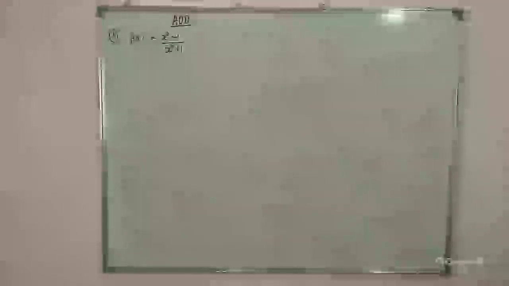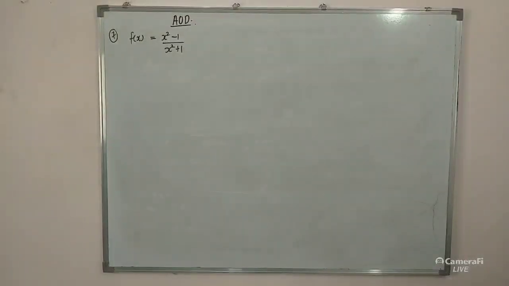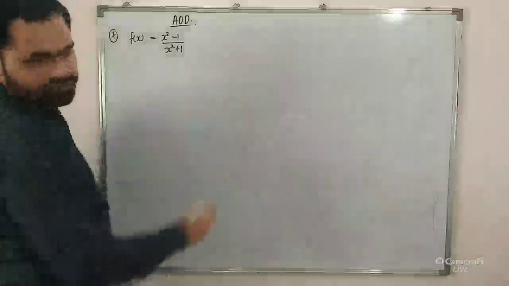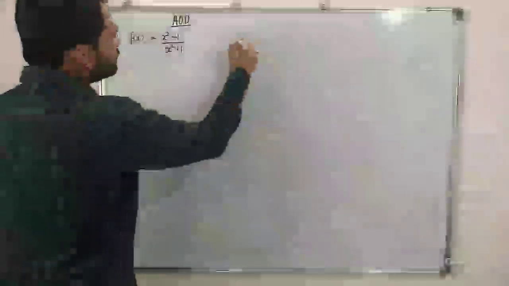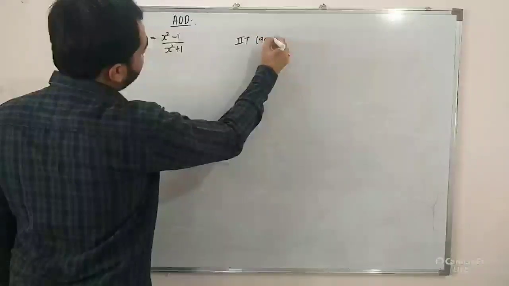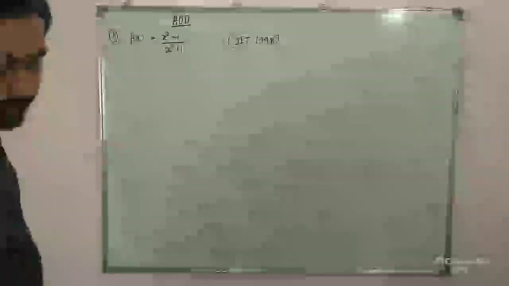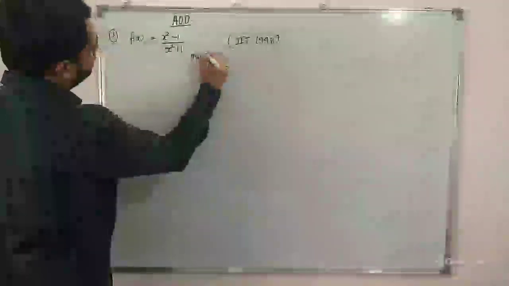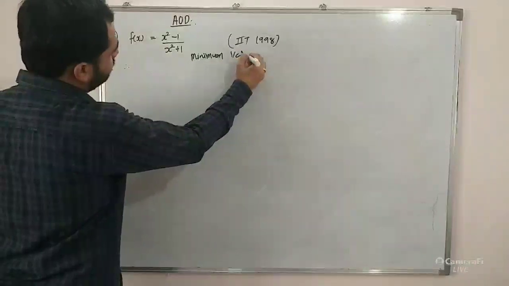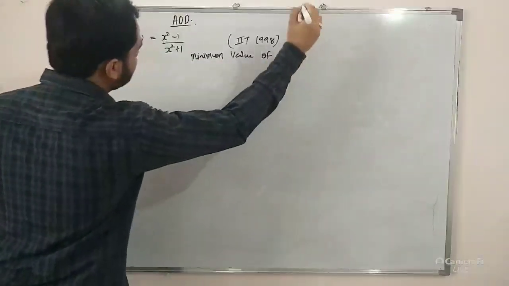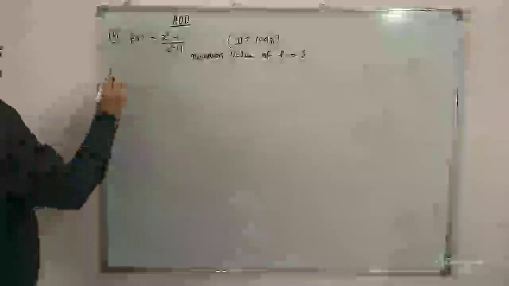So this is the problem of maxima and minima. For maxima and minima, we have to find the critical points. So for the critical points, we have to find f dash of x, right? This is the question of IIT 1998. So we have to find the minimum value of f, right? Minimum value of f. Okay. So this is the question.